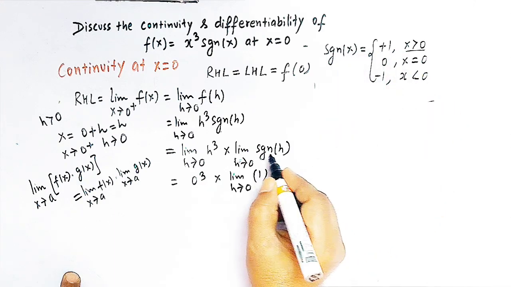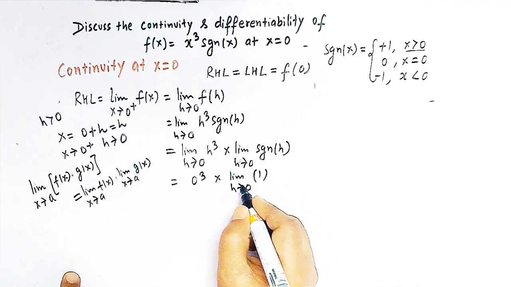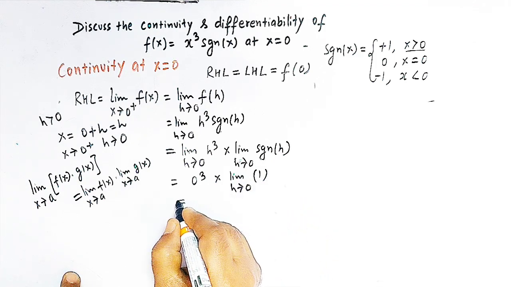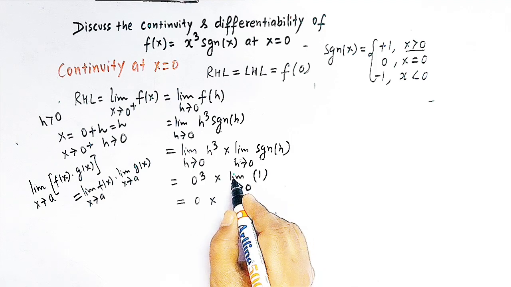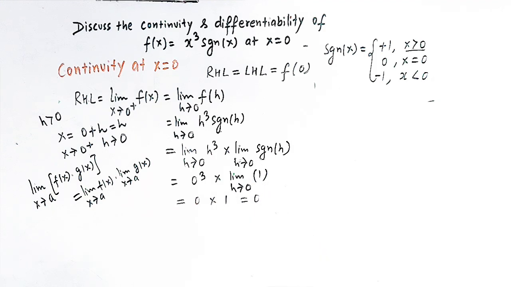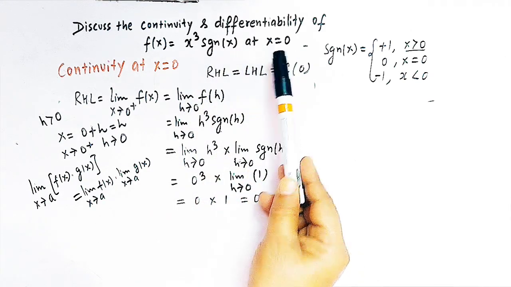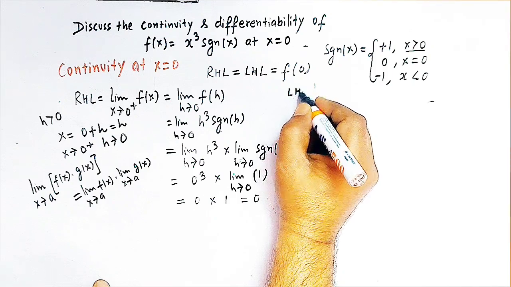So here signum of h has the value 1. Now this limit is independent of h, so we can write 0 here, and this is simply 1. So here we have a 0. So the right hand limit of this function at x equal to 0 is equal to 0. Now let us find out the left hand limit.